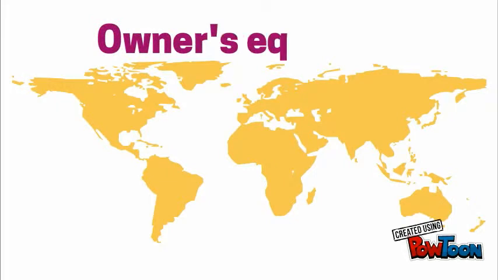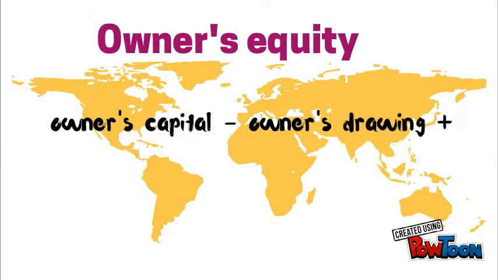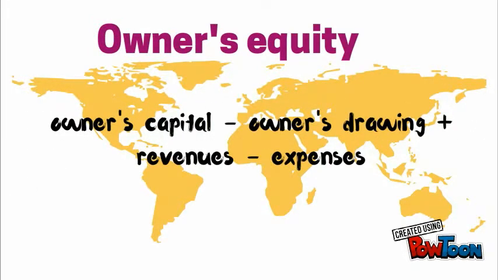So, from all the information about owner's equity, we can conclude the way to get owner's equity is owner's capital minus owner's drawings plus revenues and minus expenses.